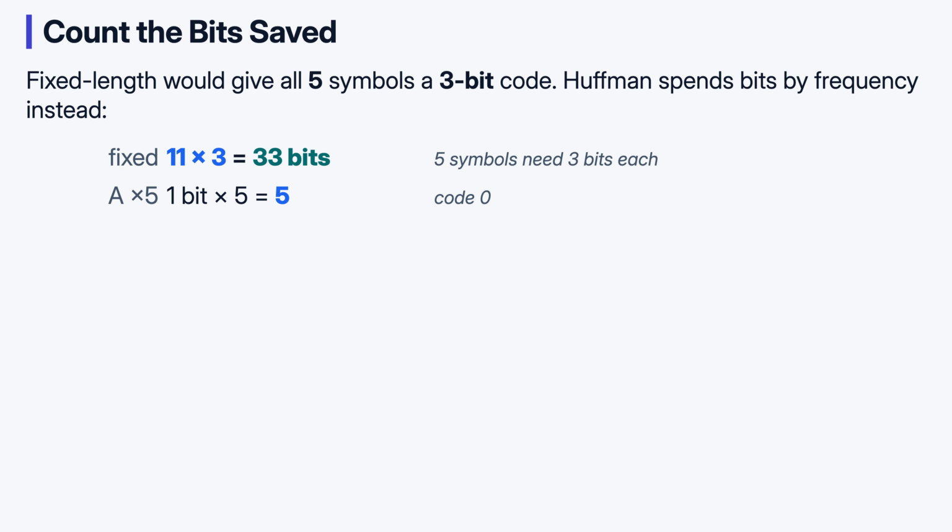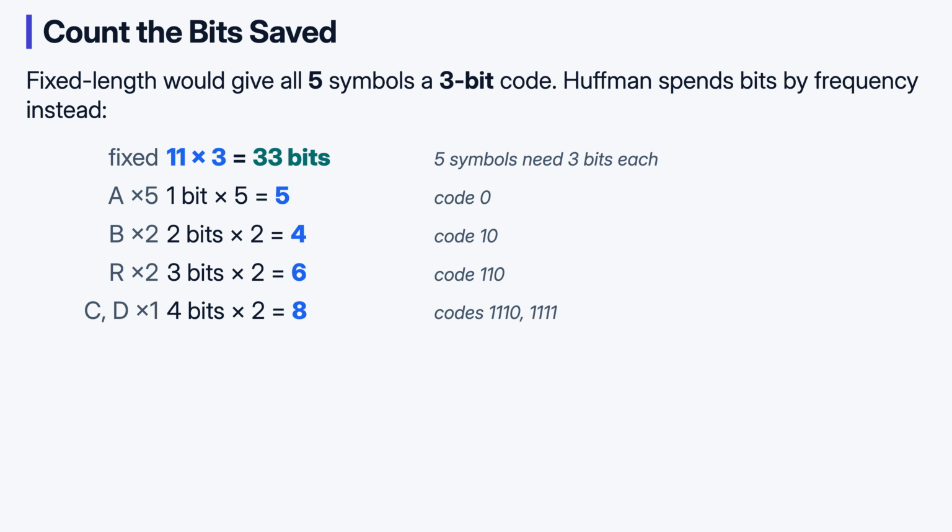A uses a 1-bit code 5 times, that is 5 bits. B uses a 2-bit code twice, 4 bits. R uses a 3-bit code twice, 6 bits. And C and D each use a 4-bit code once, 8 bits together. Add them, 5 plus 4 plus 6 plus 8 is 23 bits. So 33 bits drop to 23, about 30% smaller, and the decompressed message is still exactly abracadabra.